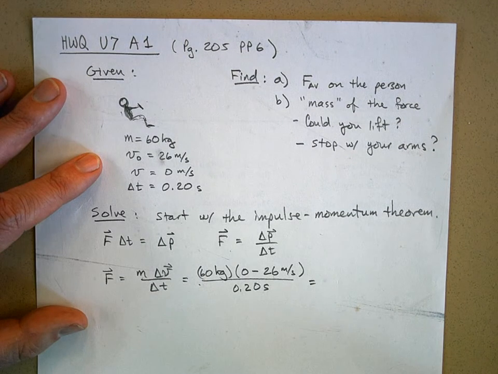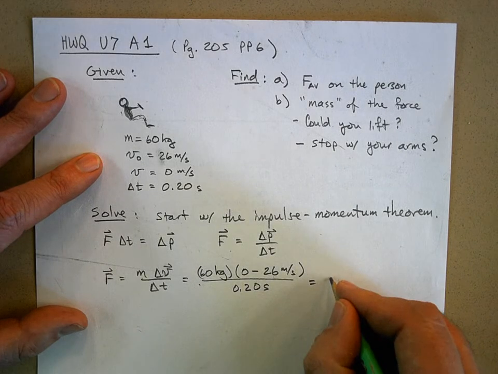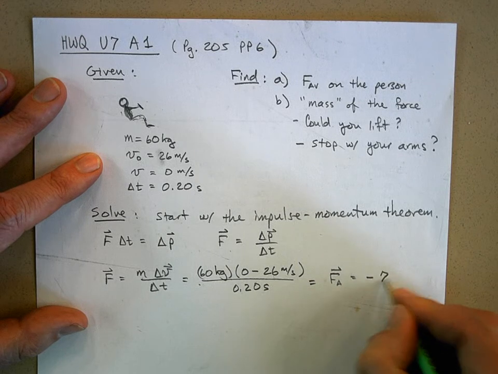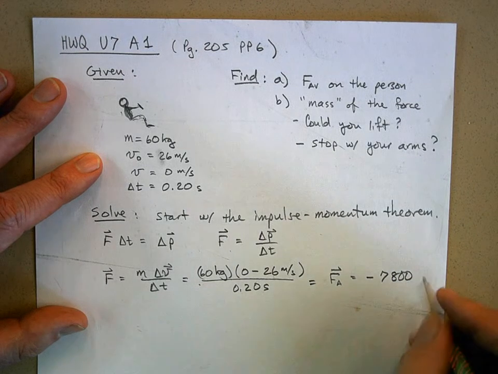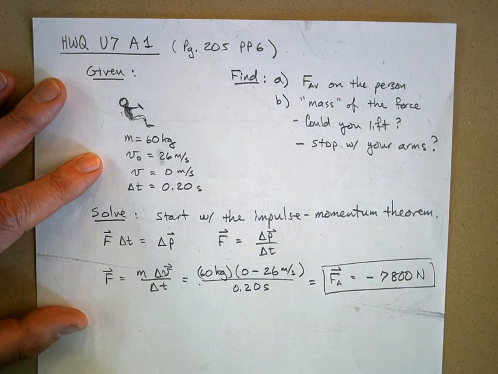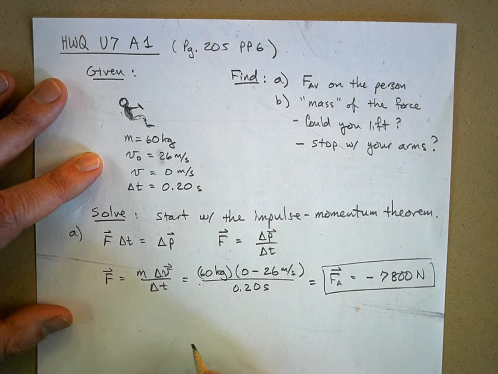So 60 times negative 26, and then we'll divide that by 0.2. And we get, the answer is the average force acting on the person is negative 7,800 newtons. And that's for part A.